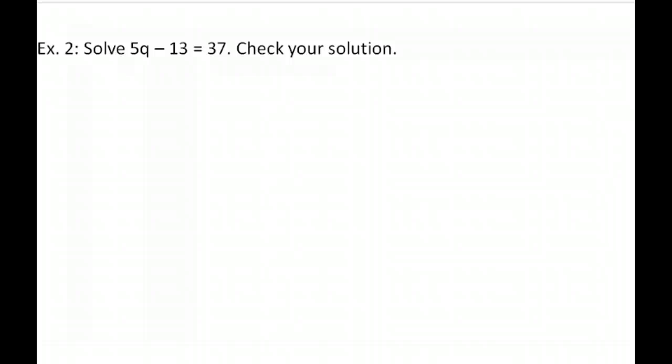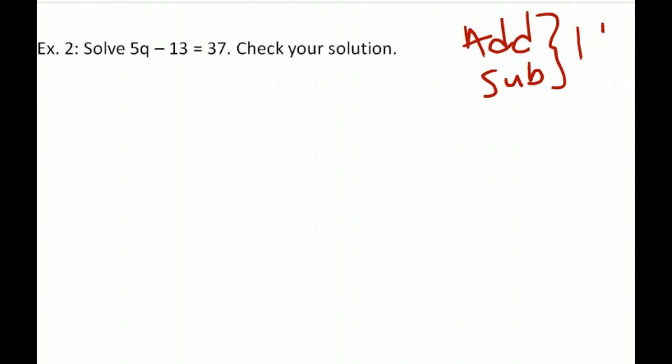All right, next problem. Solve 5q minus 13 equals 37. In these problems, there's going to be multiplying and dividing, and there's going to be adding and subtracting. If you think about please excuse my dear Aunt Sally, you do multiplication first and then addition and subtraction. But when you're solving problems, you're undoing. So you undo the addition and subtraction first, and then you do the multiplying and dividing. So it's backwards.